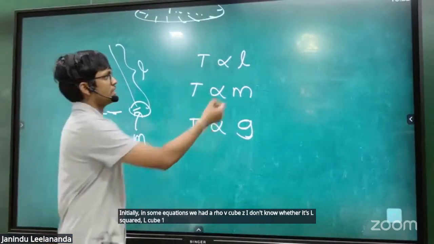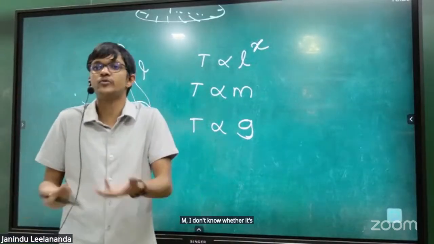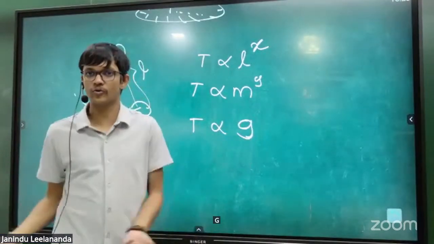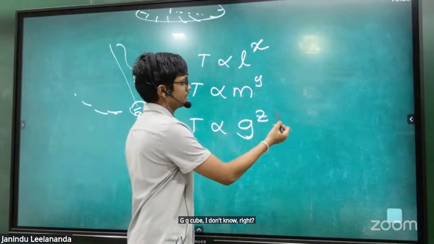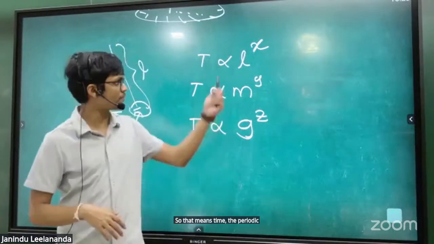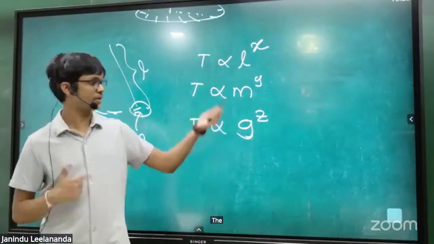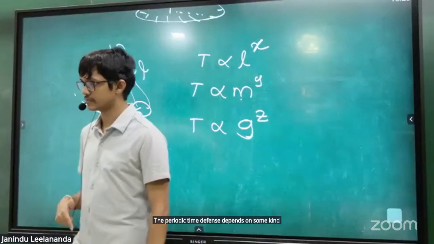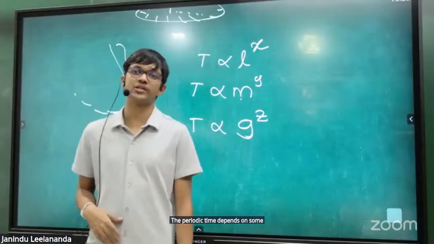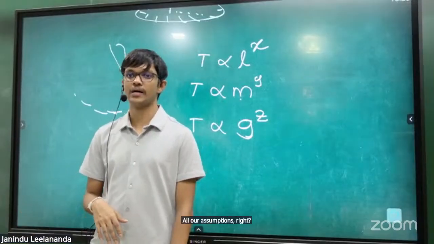So I can assume that it's L to the power X. For M, I don't know whether it's M, M squared, M cube, so I'll just put Y. G, G cube, I don't know, so I'll just put Z. That means the periodic time depends on some kind of a power of length, some kind of a power of the mass, and some kind of a power of the gravitational acceleration. All are assumptions. Clear?